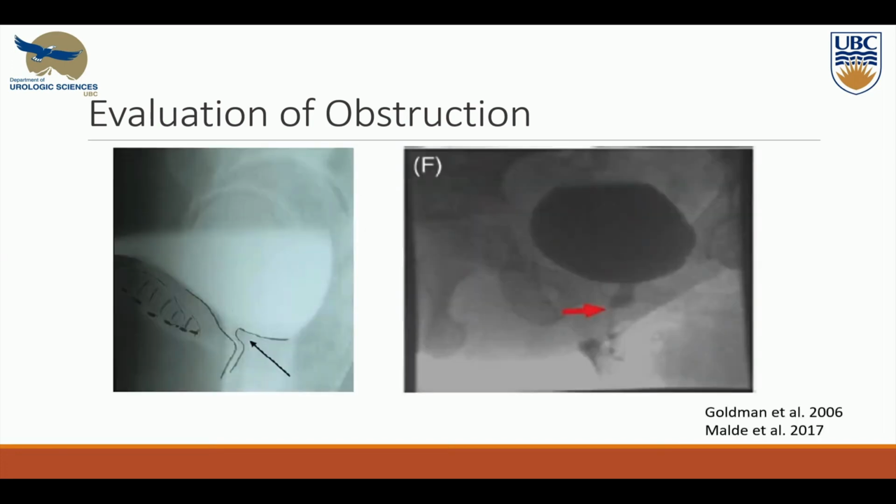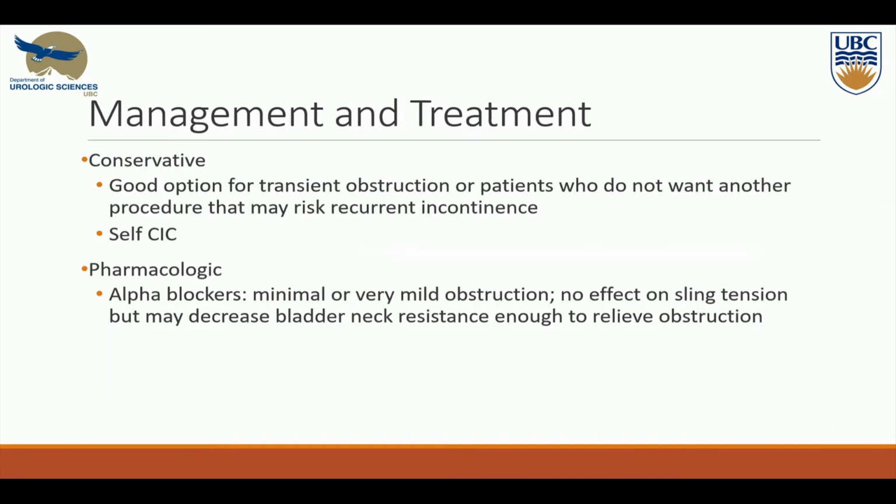So this is a fluoroscopic image, and you can see that the proximal urethra has been kinked off, and the angulation appears quite sharp. This is the classic appearance for a sling that may have been inserted too tightly.